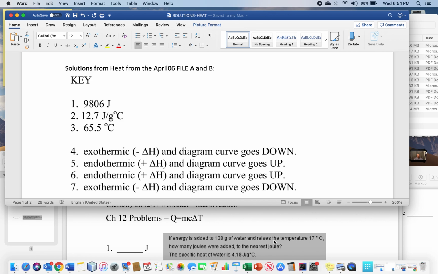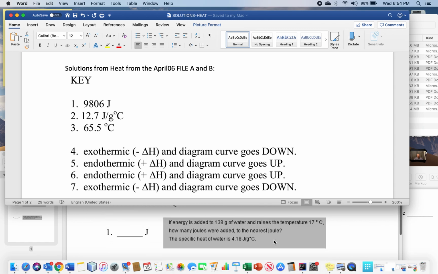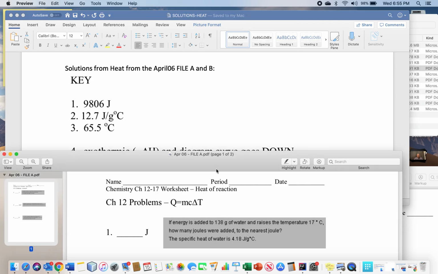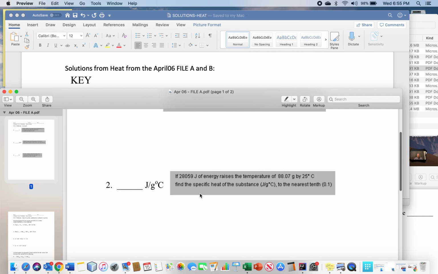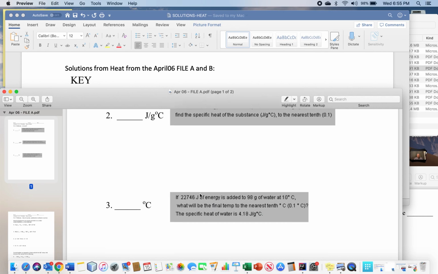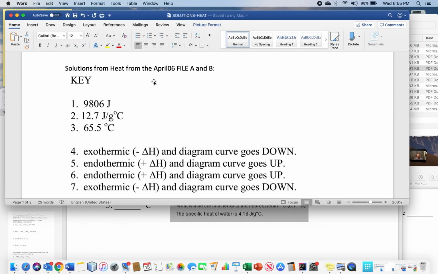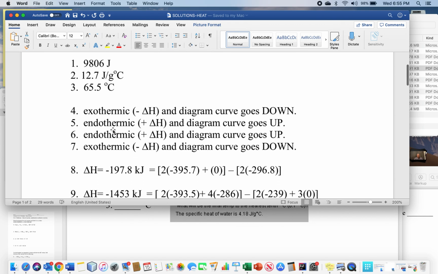Students, this is the solution from the heat files, file A and file B from April 6th, which was due April 13th. So most of you turned this in. I'm very grateful, you did a great job. You need to go back and check your own answers on these. The problems were the Q equals MC delta T, one solving for Q, one solving for C, and one solving for delta T. And then the rest were heat of formation problems, heat of reaction. So here's the answer to 1, 2, and 3.